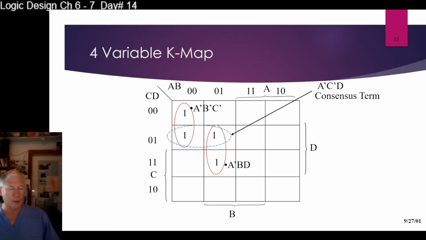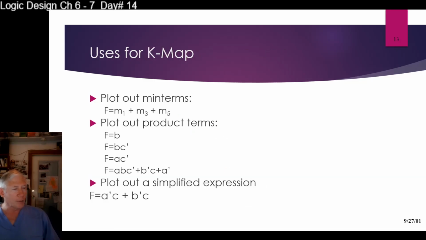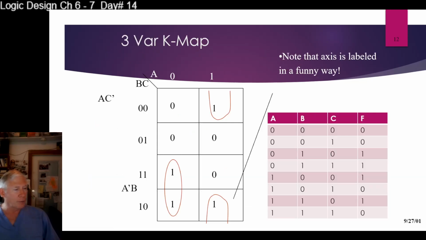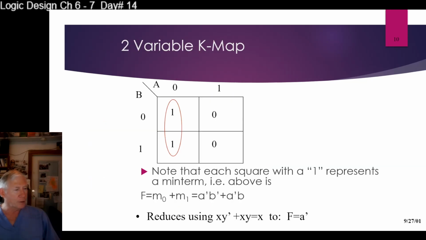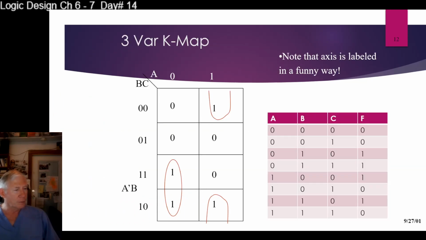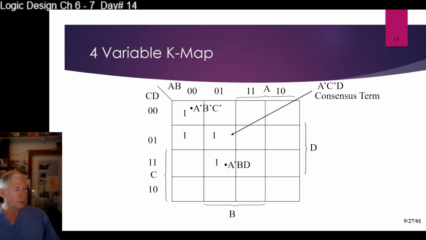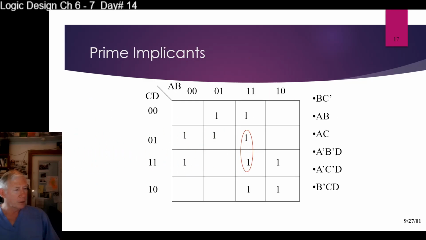There is no group of 4 here. Now, if we look back, did we have a group of 4 someplace? Thought I did. No, not there. Not there. Not there either. Okay. Oh, here. Here we do have some groups of 4.